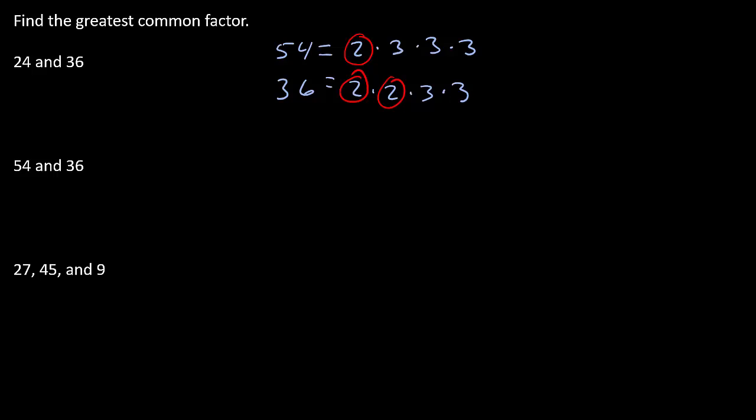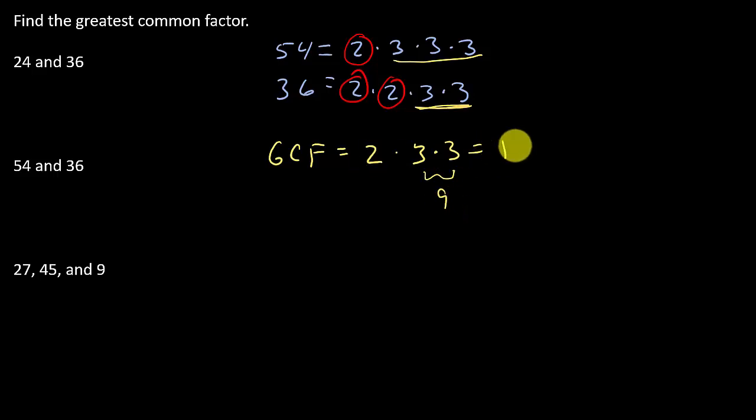The 2's here appear once, here they appear twice, so we use it the least amount of times it appears, which is once. And then let's look at the 3's. 36 has two 3's. This one has three 3's, so we use it the least it appears, which is twice. So 3 times 3 is 9, and then 9 times 2 is 18. And so there's your greatest common factor.